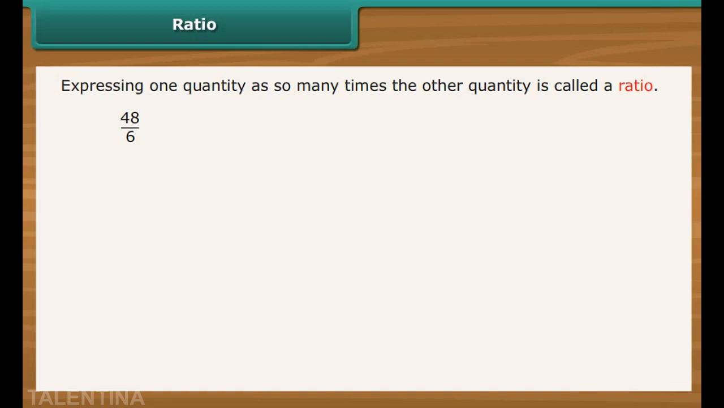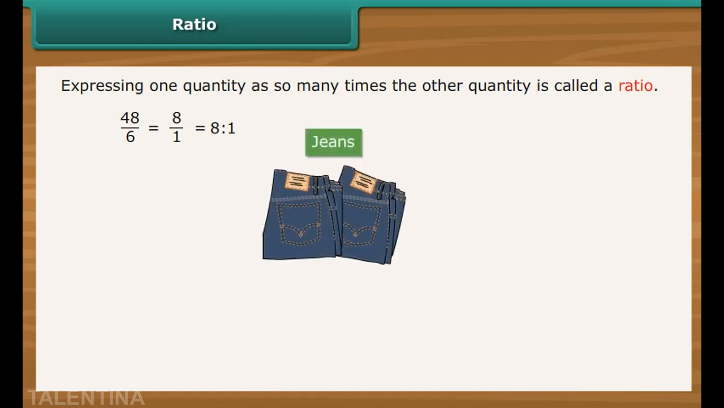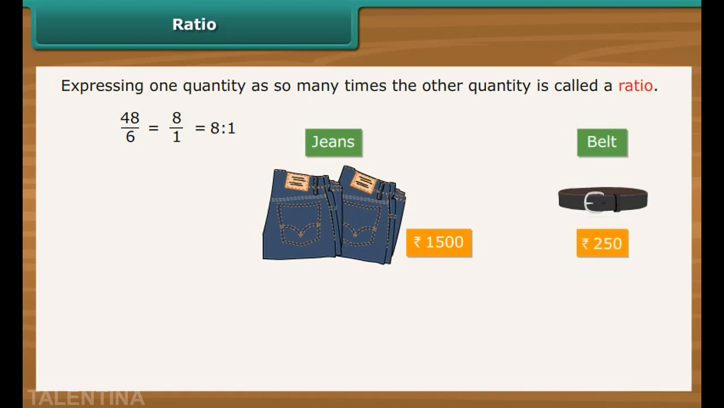48 divided by 6 is 8 divided by 1. 8 divided by 1 can also be written as 8:1. Colon is the symbol used to denote ratio. Let us look at another example of ratio. Tushar bought a pair of jeans for rupees 1500 and a belt for rupees 250. The cost of jeans is how many times the cost of belt?